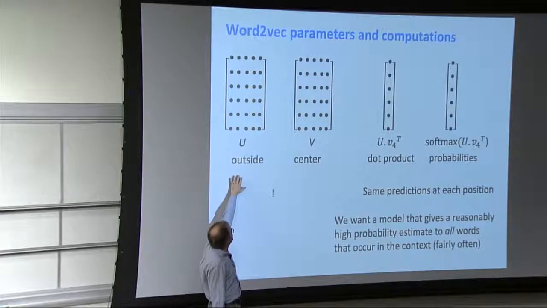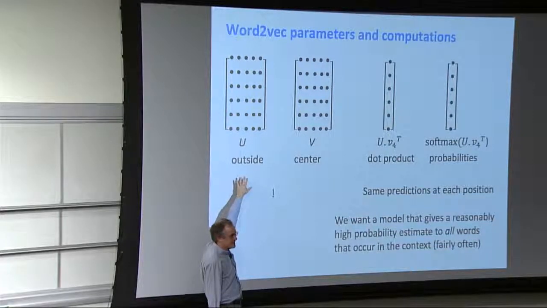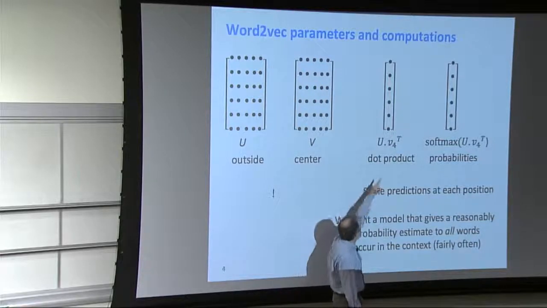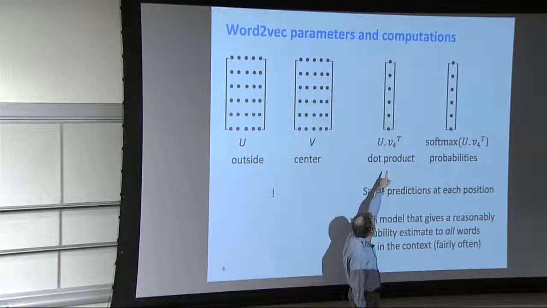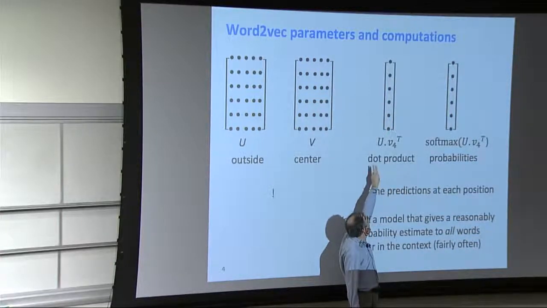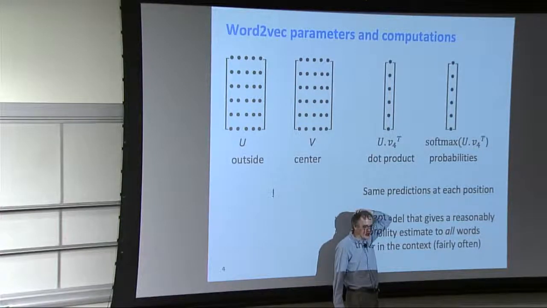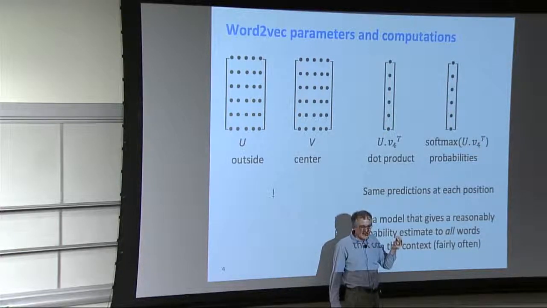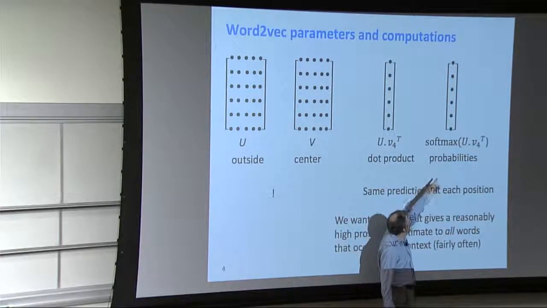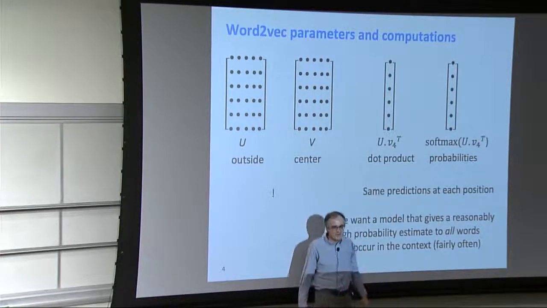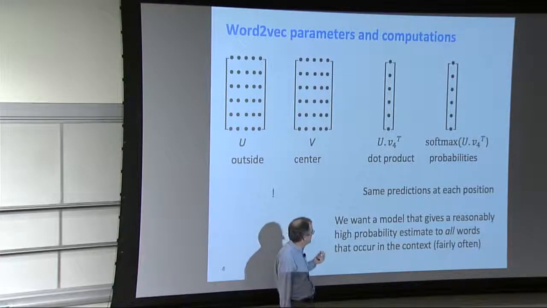Then we have this outside matrix where we also have a second vector for each word, which is its representation in context. So when we have a particular center word here, word 4, in our computations we take a dot product between v4 and each row of u, and that gives us a vector of dot product scores. Then we run softmax on each of those numbers, element-wise, and that gives us a probability distribution over words in the context.